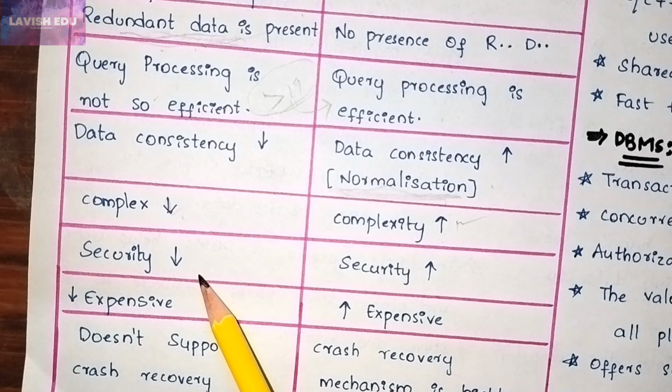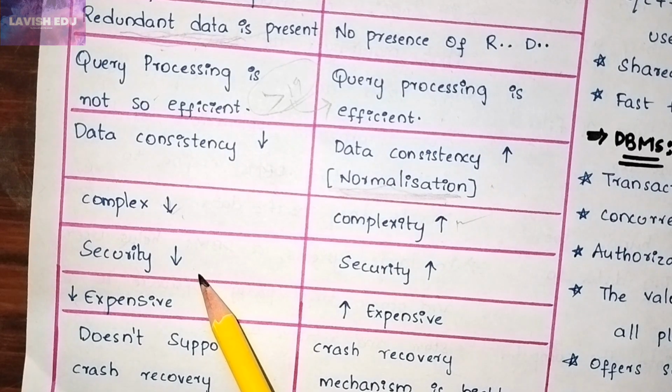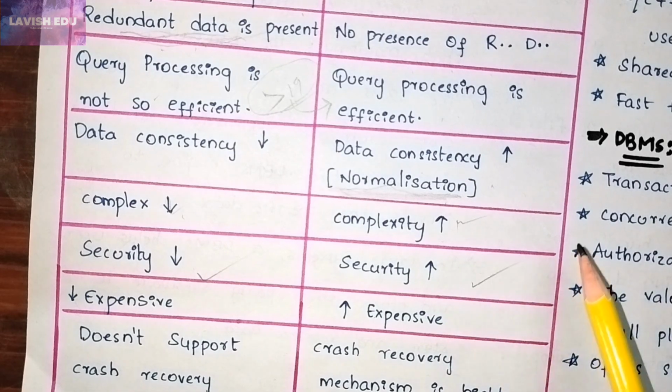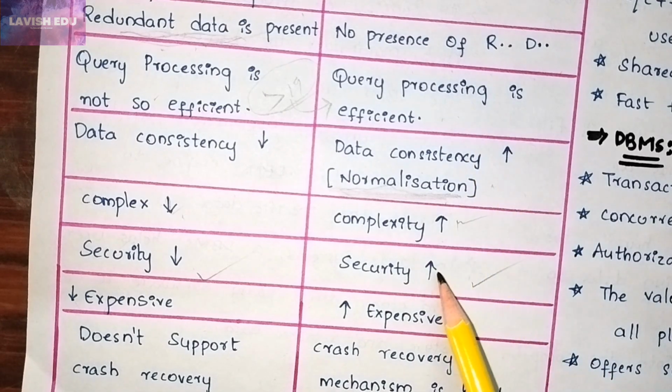And here security is not so good, as any user can open the file and any user can access the file. And here security is more, as the database management system gives authorization to some of the users and won't give authorization to some of the users for the particular data.